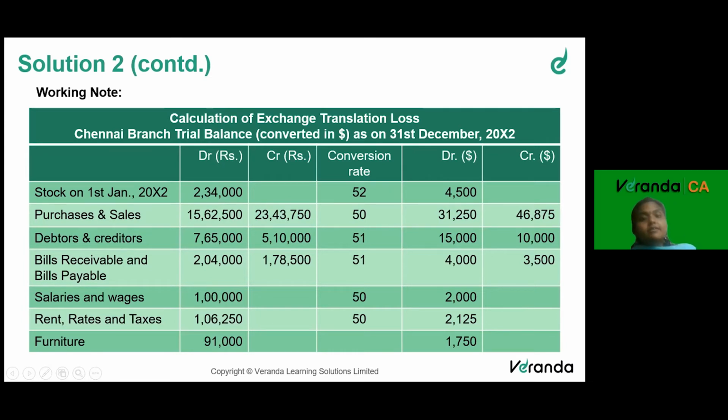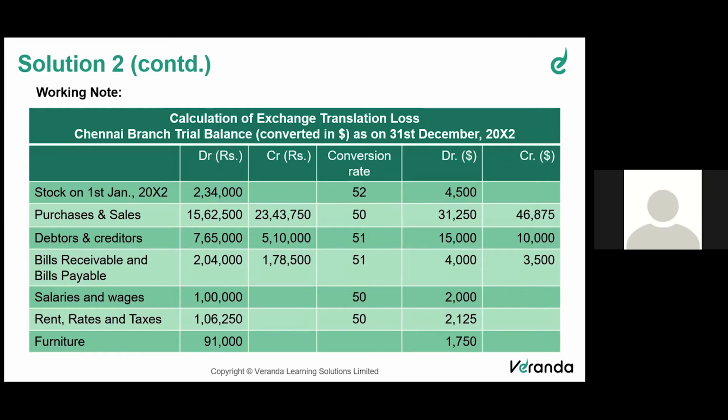Debtors, creditors. These are not fixed assets. For fixed assets, we generally take the opening rate. For current assets, we take the closing rate. That's the formula. So debtors and creditors are all current items. Debtors 765 and creditors 510: take the closing rate, divide it, and you get it. Bills receivable, bills payable, what kind of asset is it? Current asset. So take the closing rate of 51, divide it, and you get the dollar equivalent.